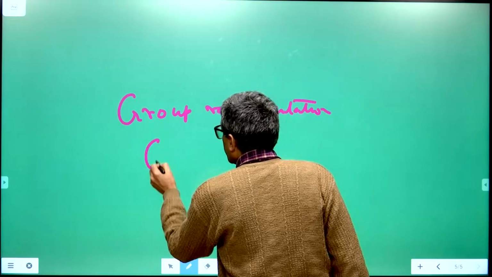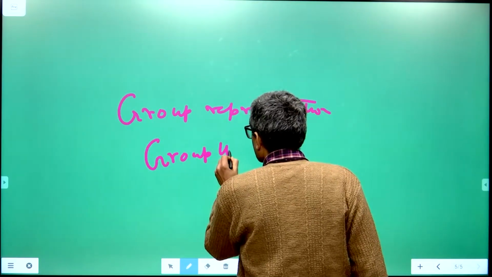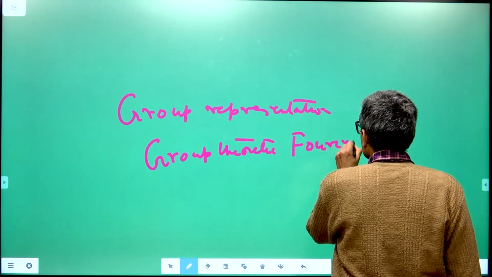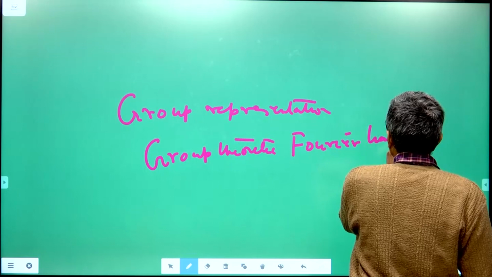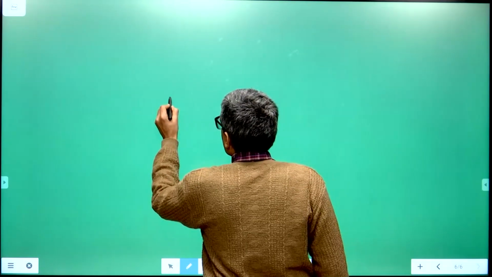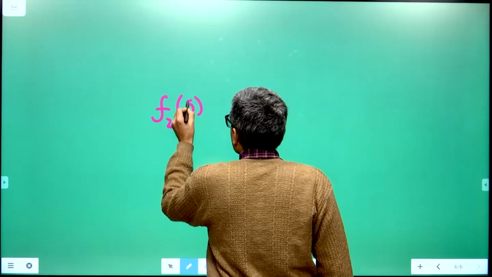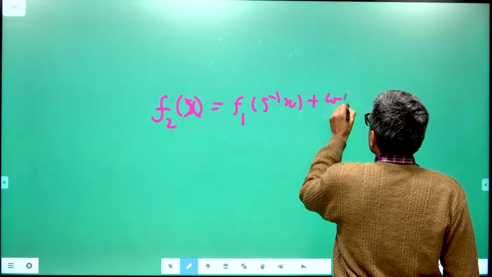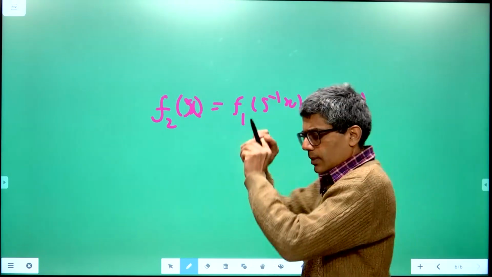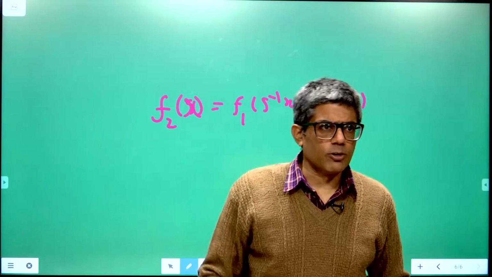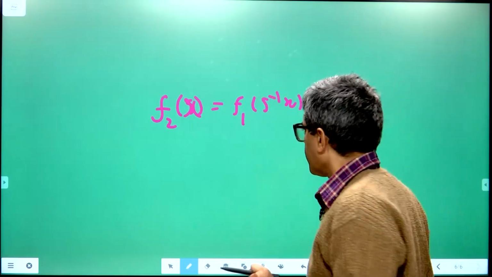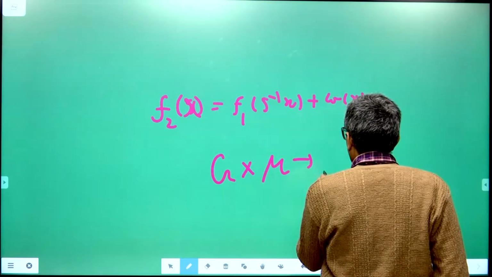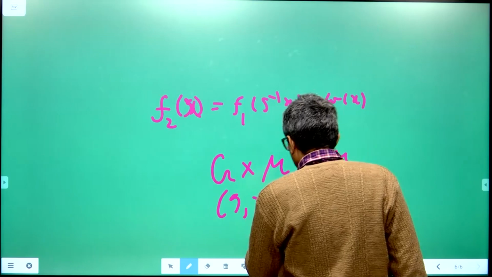Also called group theoretic Fourier transforms. How to estimate the value of G? So you have an image model of the form F2 of x is equal to F1 of G inverse x plus Wx, and since you are taking x to be a point on the sphere of fixed radius, the group SO3 acts transitively on this surface. So I can assume that G acts transitively, that is, this is a transitive action G cross M to M, which takes G comma x to G dot x.